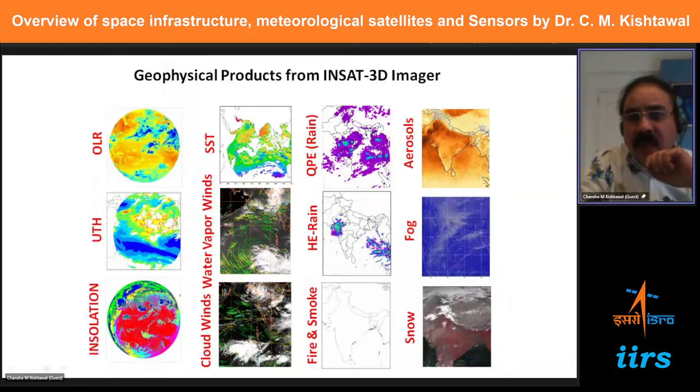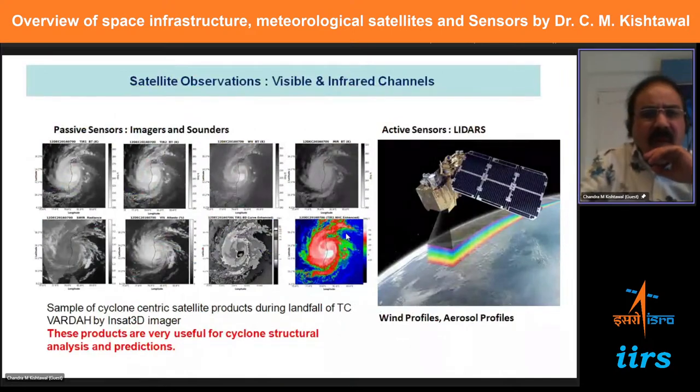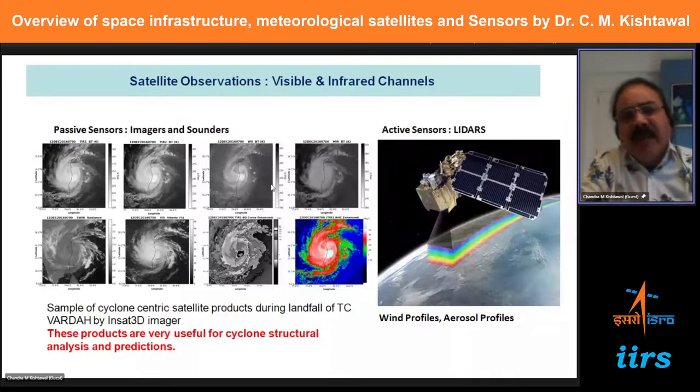Then fog, snow, aerosols, etc. I think 40 products are determined from INSAT-3D, imager and sounder together. There are a lot of products which are used for tropical cyclones. What is the intensity of the tropical cyclone? Where is the cloud mass more concentrated? What is the movement of the tropical cyclone? There are a lot of tropical cyclone related products which are coming from geostationary satellites.